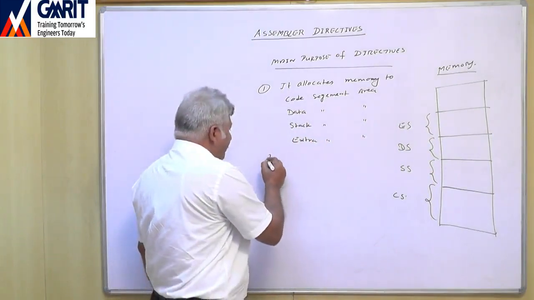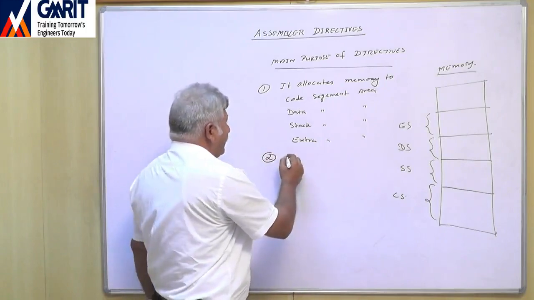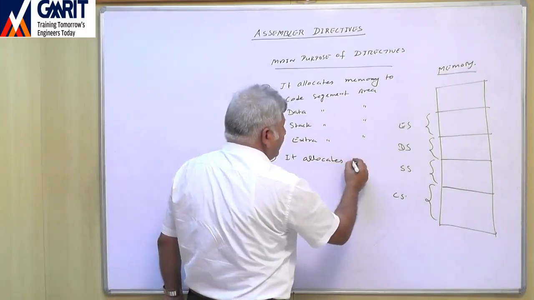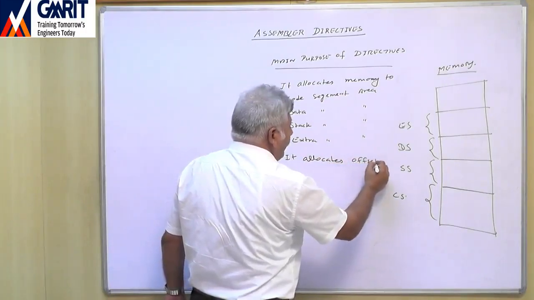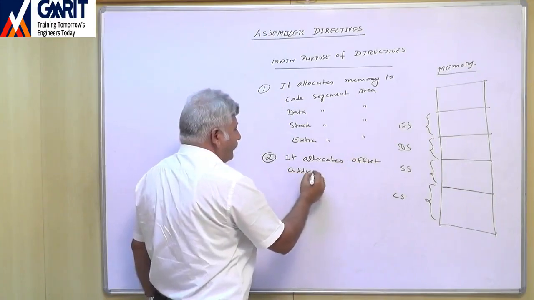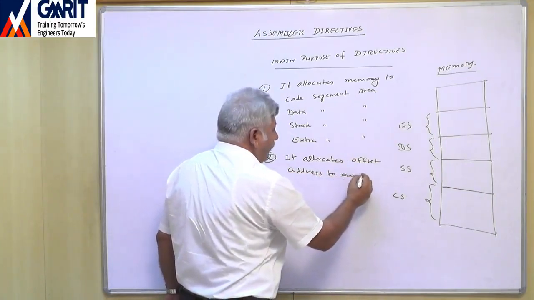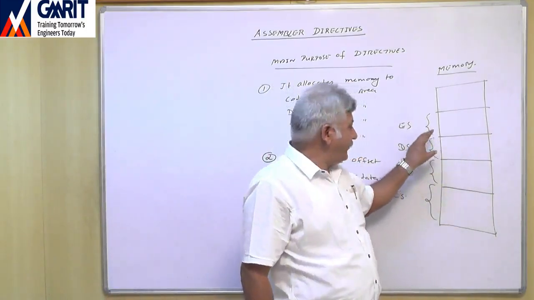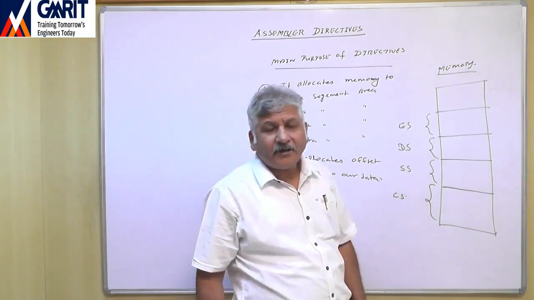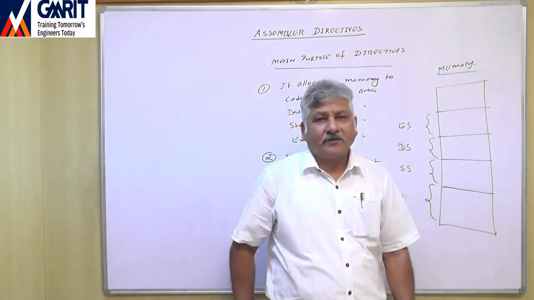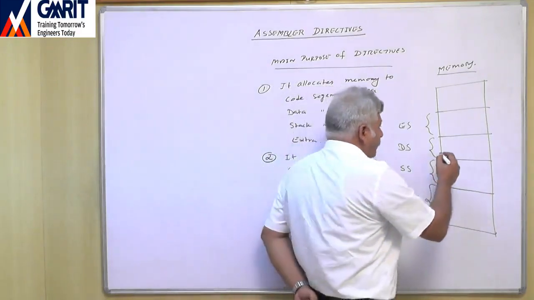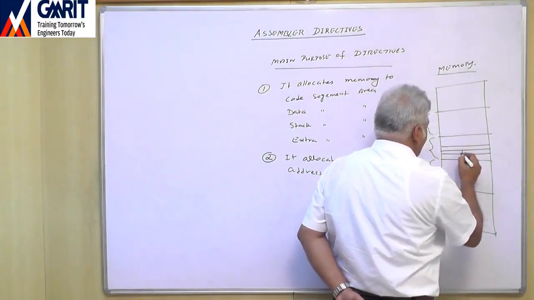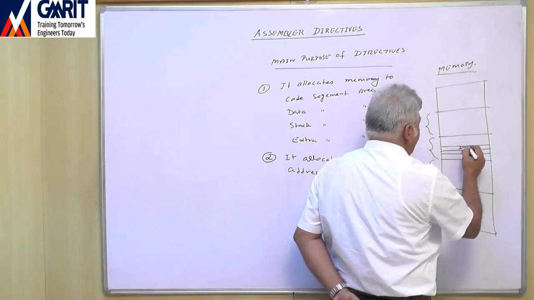Now the second purpose of this assembler directive is that it allocates offset addresses to our data. Suppose this is our data segment. In the data segment we have two numbers, two 8-bit numbers, and suppose these numbers are here. This is our first number and this is our second number.